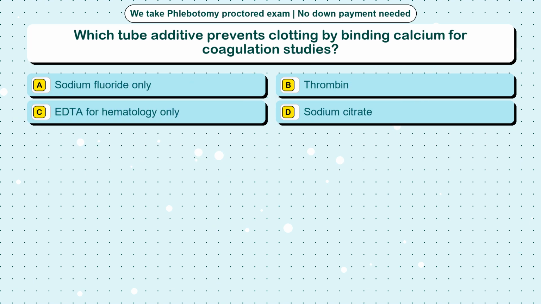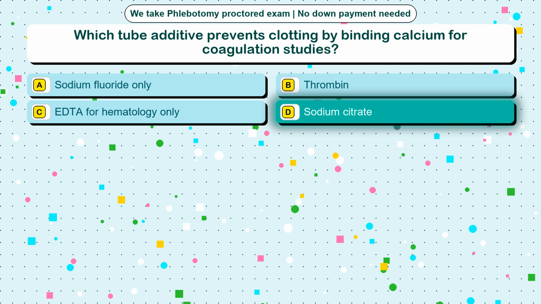Question 46. Which tube additive prevents clotting by binding calcium for coagulation studies? Option A, sodium fluoride only. Option B, thrombin. Option C, EDTA for hematology only. Option D, sodium citrate. The correct answer is option D, sodium citrate.